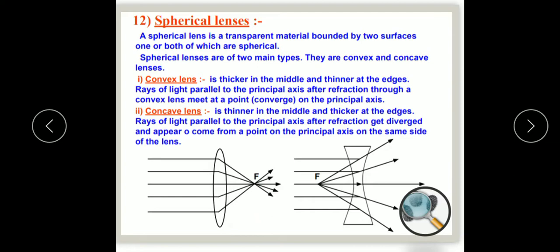Now what is a concave lens? A concave lens is thinner in the middle and thicker at the edges. It is a diverging lens.